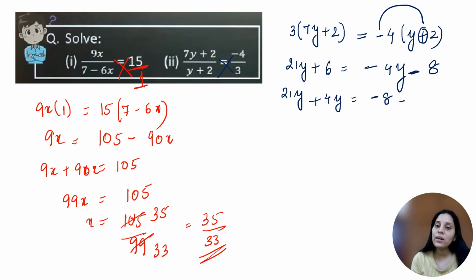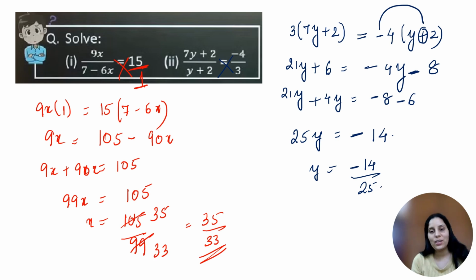Now plus 6 when I transfer it becomes minus 6. So 25y is equal to minus 14. So y is minus 14 by 25. It cannot be reduced. So this is it. I hope this is clear.